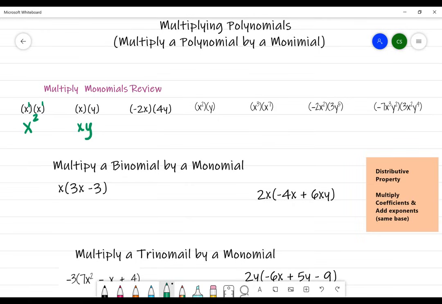All right, negative 2x times 4y. Notice they don't have the same variables, which means I cannot add those exponents, but I can multiply my coefficients. So negative 2 times a positive 4 gives me a negative 8, and I still simply have xy. All right, x squared y, same difference. X squared times y, they don't have the same base. One base is x, one base is y. So I just get x squared y.